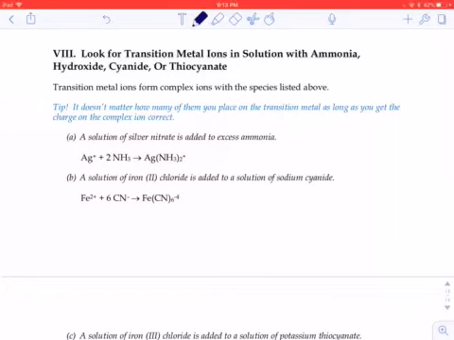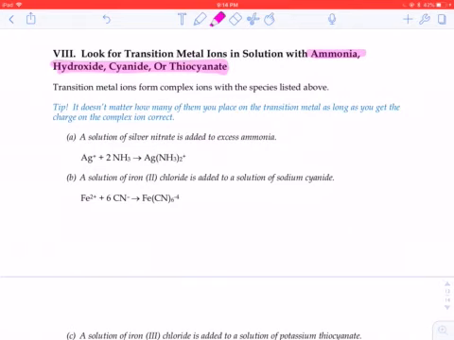This last type of reaction is looking for transition metal ions in solutions, and it gives you a few different things that you might combine with that transition metal: ammonia, hydroxide, cyanide, thiocyanate. Transition metals can form what are called complex ions with these.